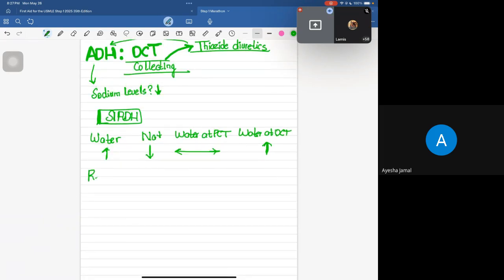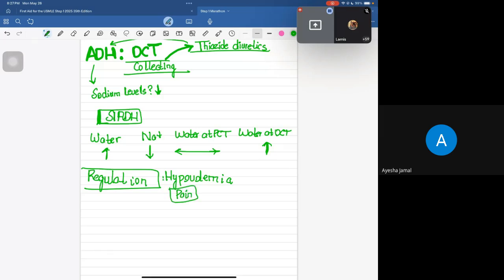So what are the things that regulate ADH? This is important. The number one thing that regulates ADH is hypovolemia. Whenever a patient is having low blood pressure or low blood volume, that patient may get ADH secretion. The second thing is pain. Now, why is this important? Why have I marked pain?